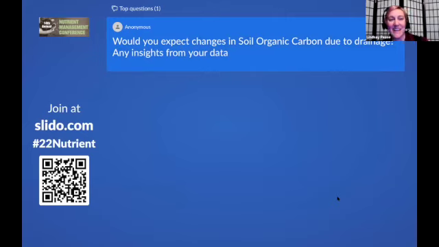And the last question we have here: would you expect changes in soil organic carbon due to drainage? Any insights from your data? I might pass this one to Aaron, because Aaron works very closely with another graduate student. This is central to Kyle Sherbine's work, and Aaron and Kyle spend a lot of hours in the field and in the lab working right next to each other. So maybe Aaron can answer this one.